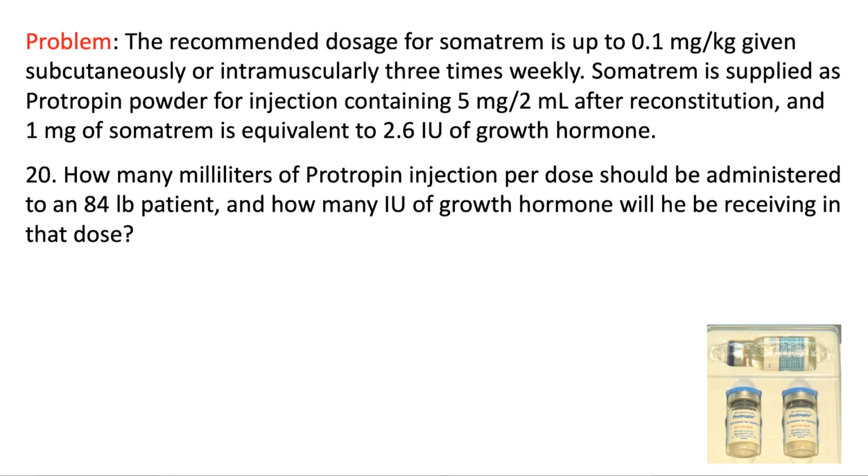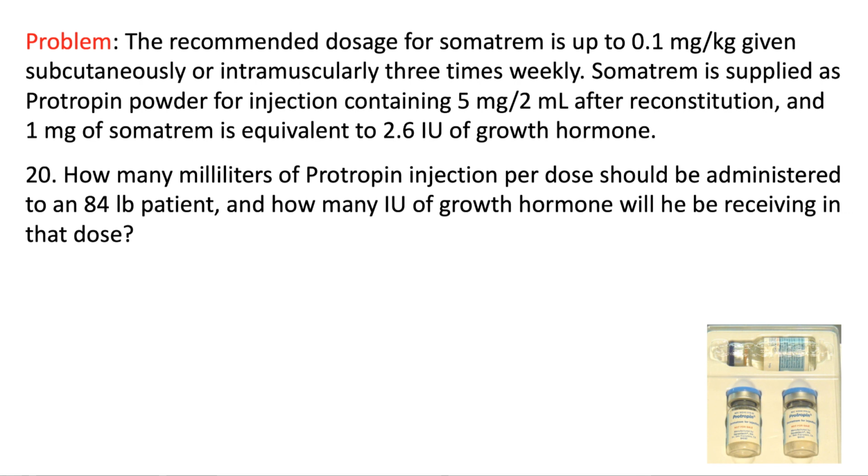All right, our next question reads that the recommended dosage for Somatrem is up to 0.1 milligram per kilogram given subcutaneously or intramuscularly 3 times weekly. Okay, so back up a little bit. Somatrem is kind of a generic name for one of our first versions of growth hormone. It's been kind of replaced with a newer version of it, somatropin, but Somatrem was kind of our initial growth hormone that we used to treat individuals that didn't develop or grow normally. And when it first came on the market, it had the brand name of Protropin.